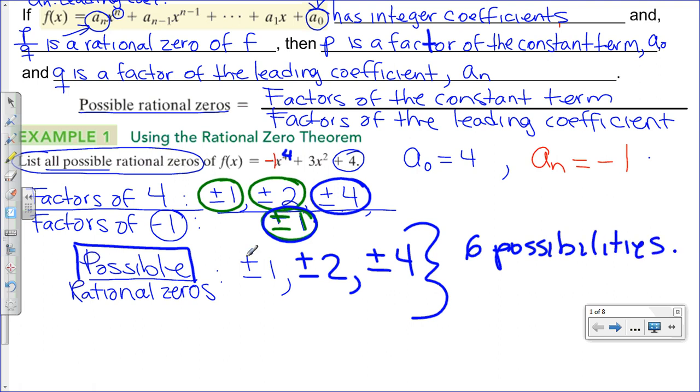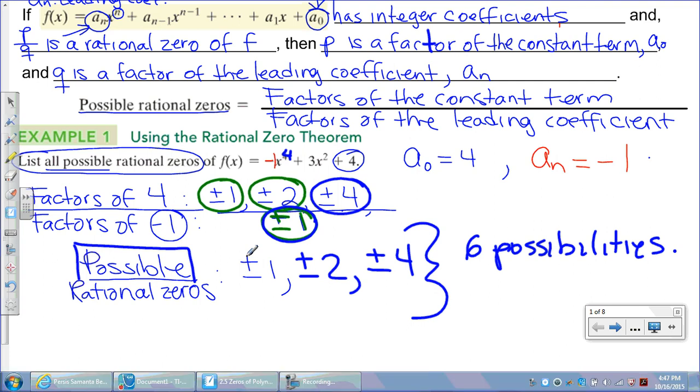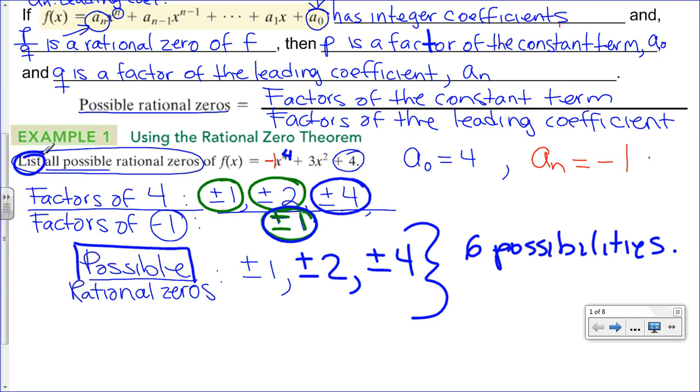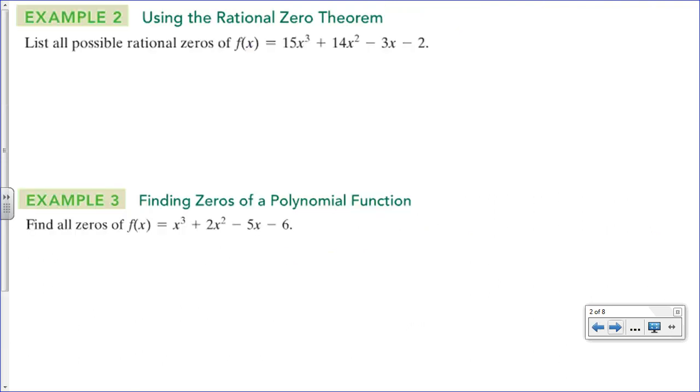And that's it. That's all we have to do for this problem, because we were only asked to list the possible rational zeros. Now let's go to the next slide.